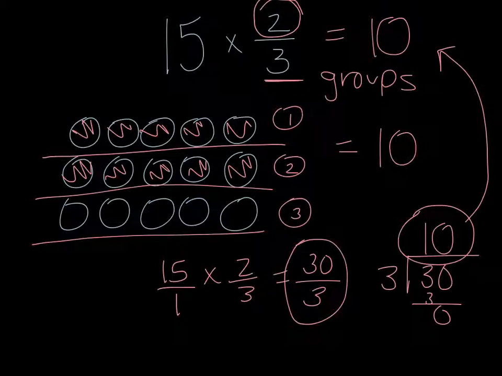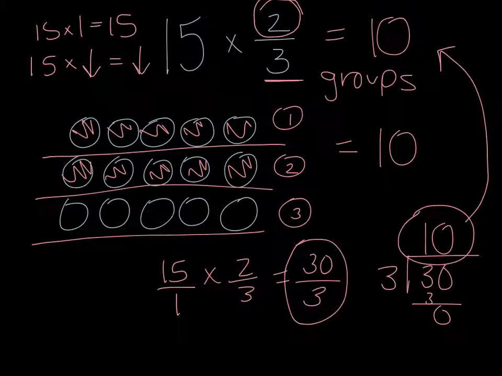Now, if you notice, in every multiplication problem I've done, my answer has gotten smaller because I am multiplying by a fraction. If 15 times 1 equals 15, when I multiply by something less than 1, my answer is going to get smaller than 15.